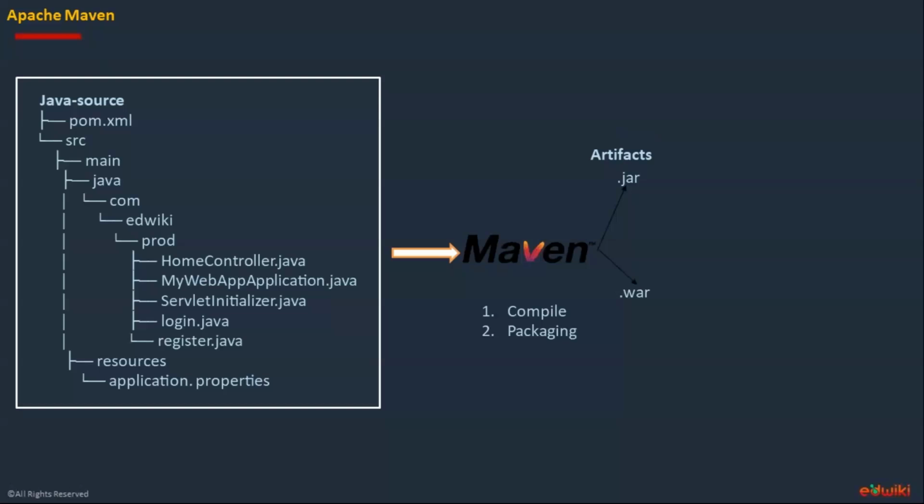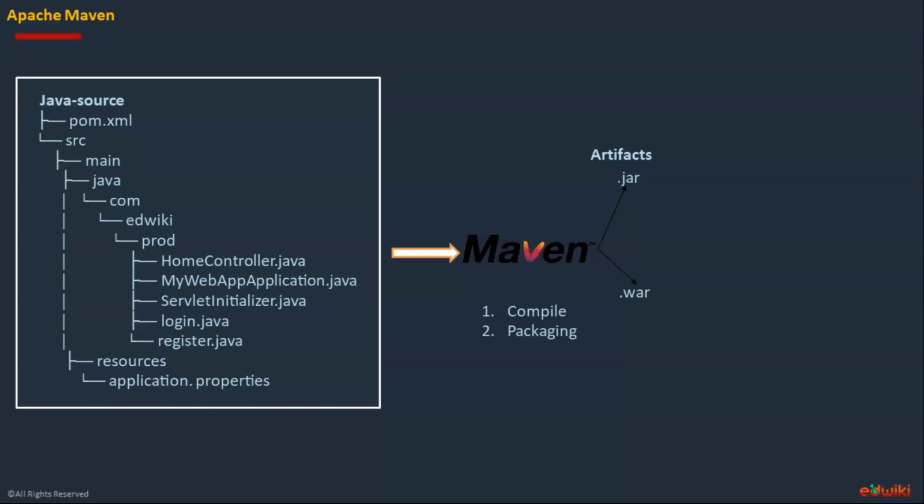When Maven is creating an artifact of type war or jar, basically the developers make the decision. This project should create a war file or a jar file, based on the requirement. The developer will mention that in the POM file: hey, I want a war file, or I want a jar file. So Maven will read the POM file, understand it, and accordingly create the artifact file format.